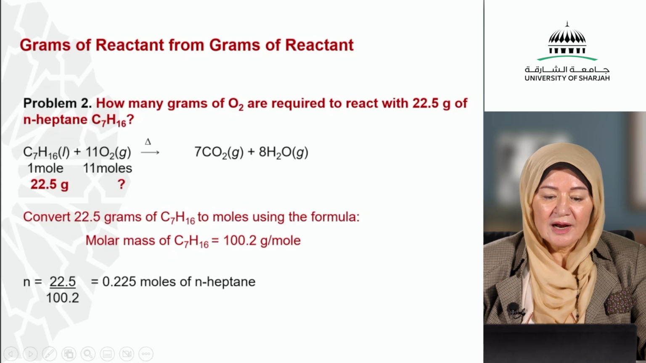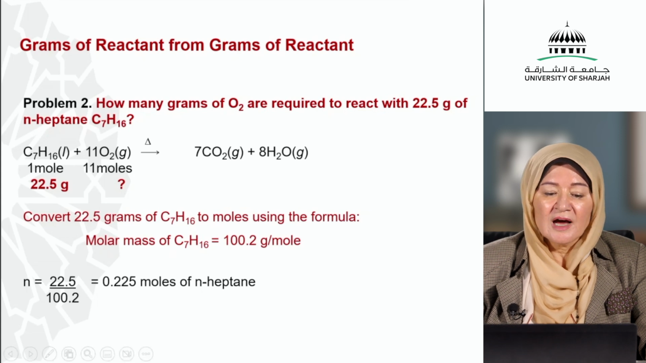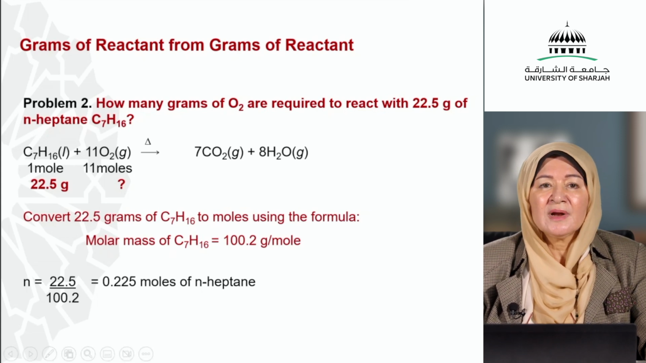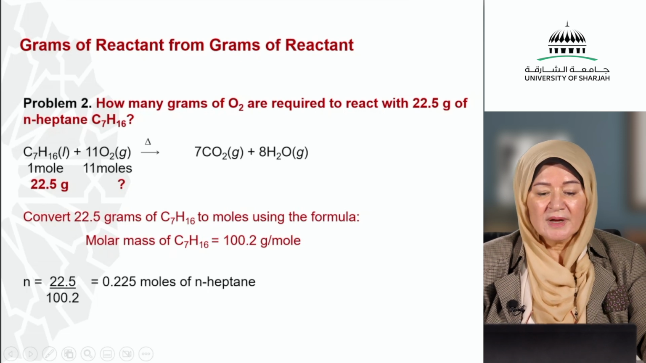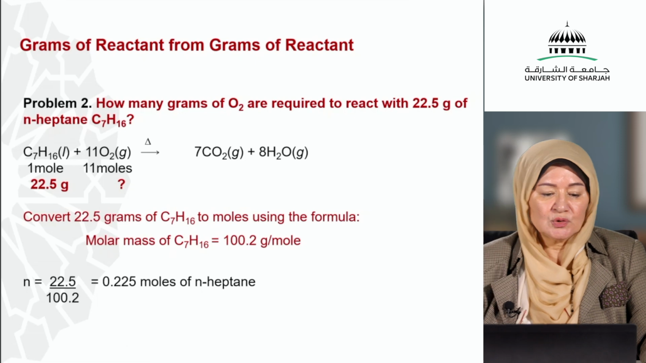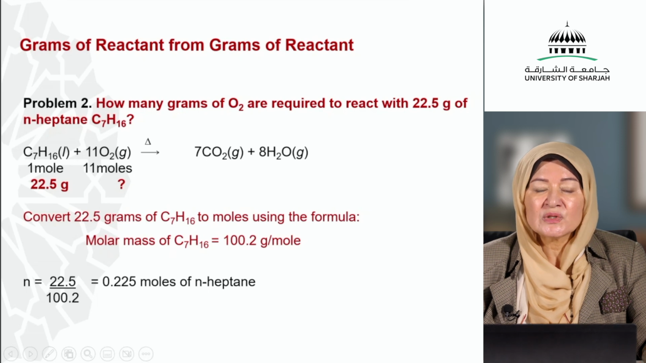First of all, here I'm using the formula, mass over molar mass. The molar mass of n-heptane, if you go back to the periodic table, you find that carbon is 12, therefore I just multiply 12 times 7 plus 1 times 16. How much will it be? It will be 100.2 grams per mole. Therefore here I have the molar mass, 100.2. I just substitute. The mass is 22.5 grams. I've got it in moles now.